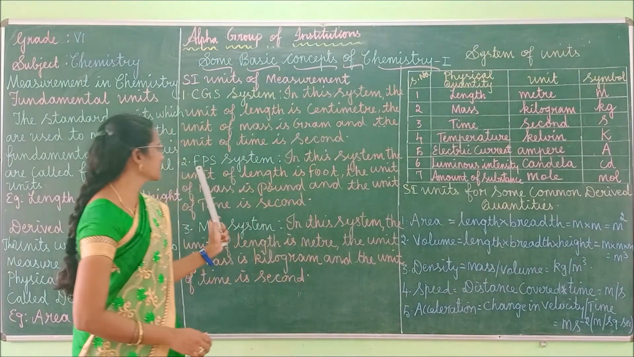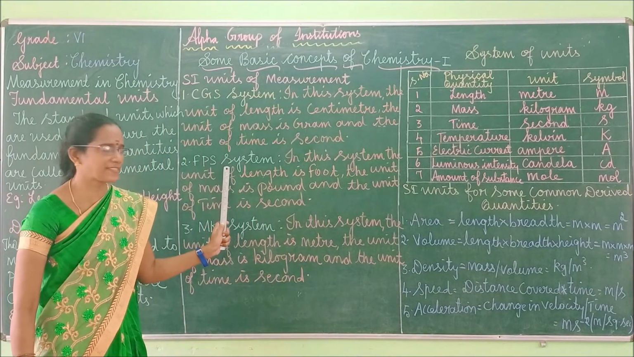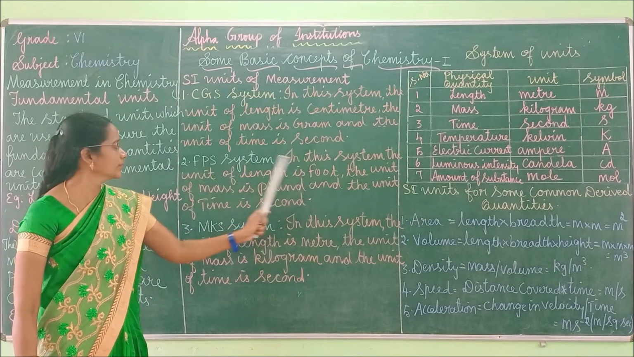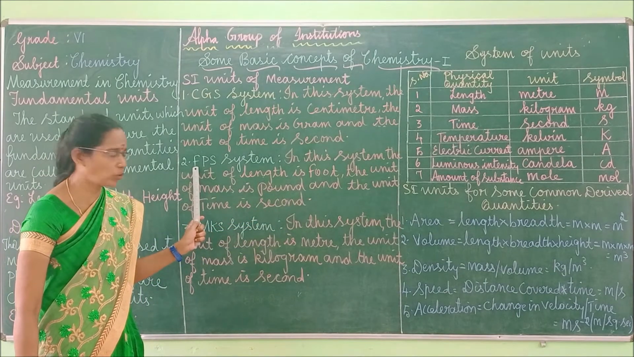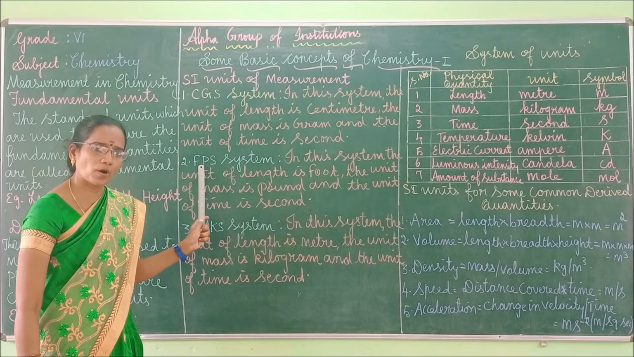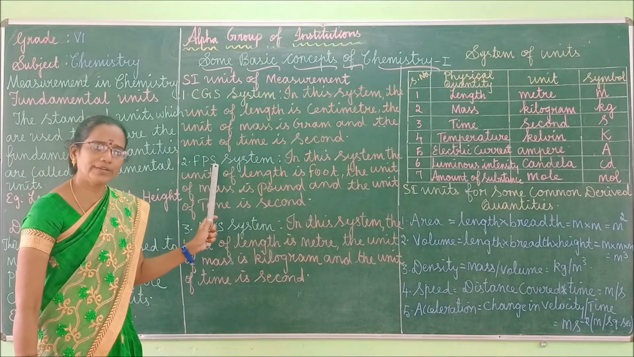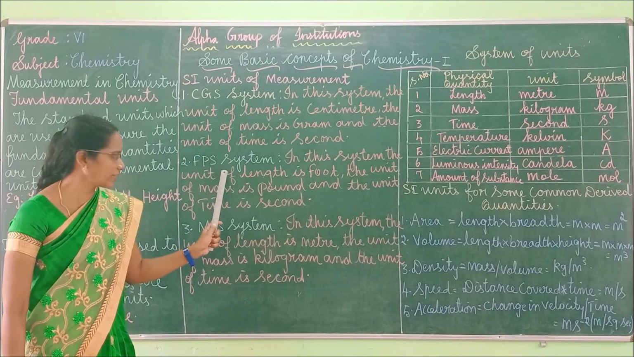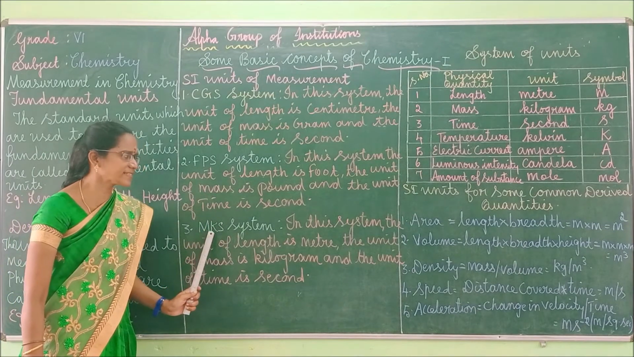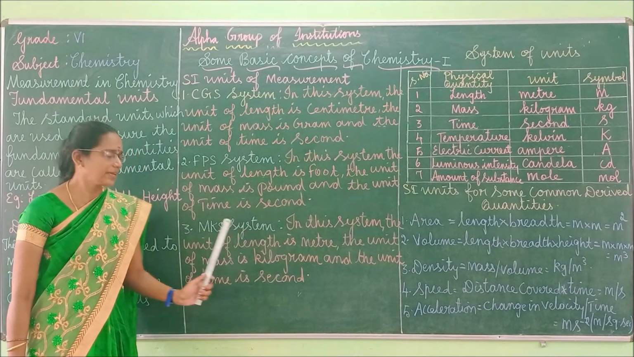So FPS is the foot, pound, second system. In this system, the unit of length is foot, the unit of mass is pound, and the unit of time is second. Got it? Right. Next, what is the MKS system?